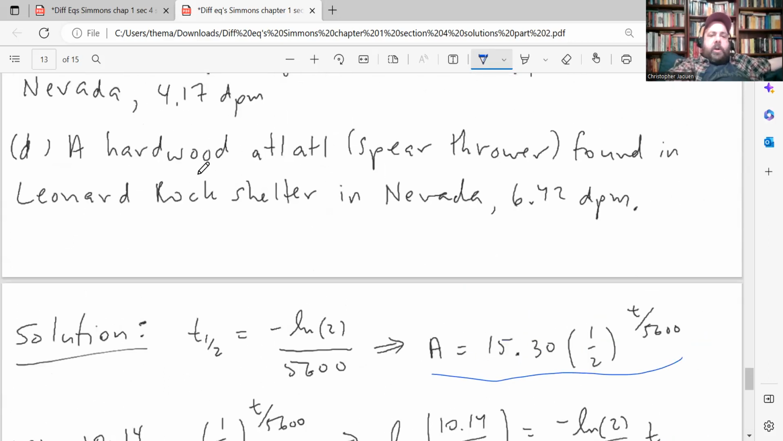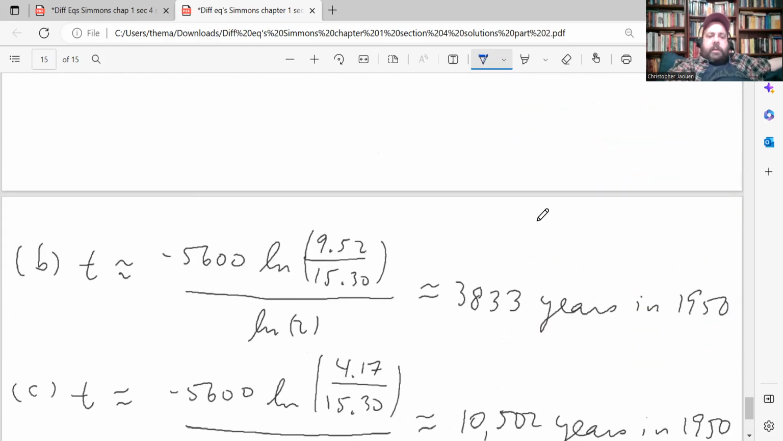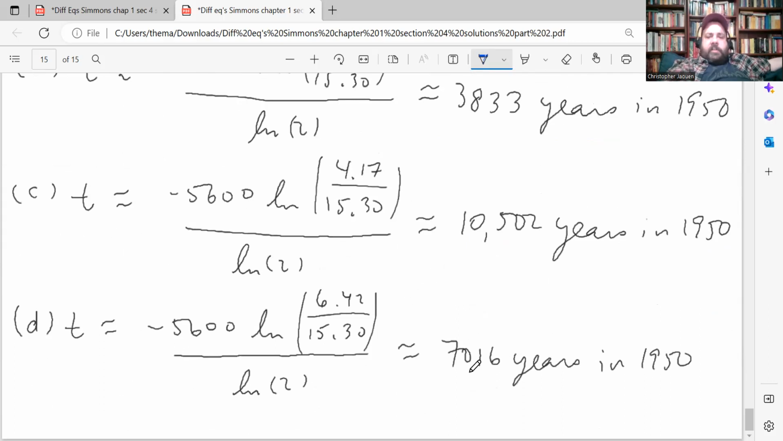And lastly, a hard atlatl, which is a type of spear thrower found in Leonard Rock Shelter in Nevada, was found to have 6.42 disintegrations per minute. And again, plugging into the formula, we find that the tree that was used to make it was cut down 7,016 years before 1950. So that's how old the atlatl is.